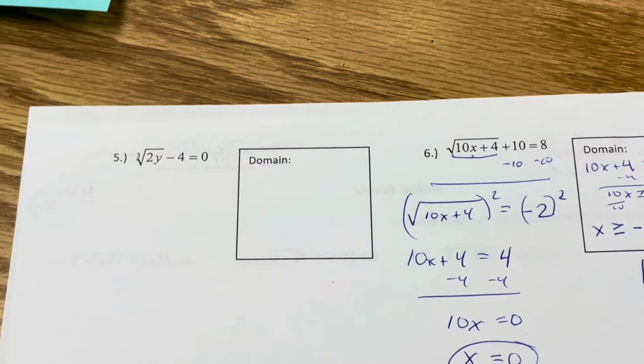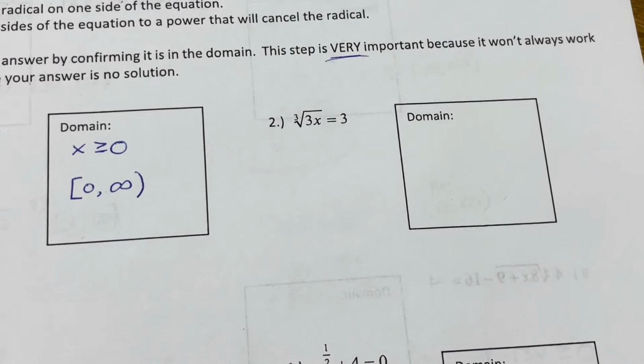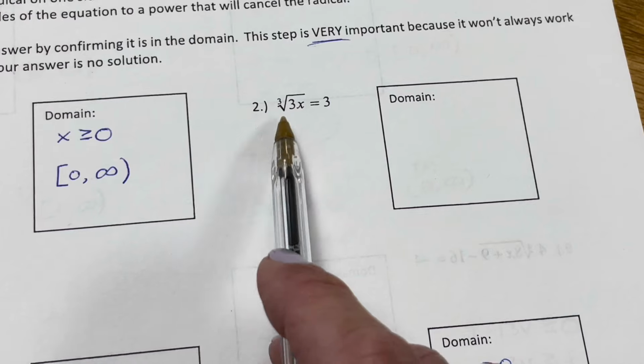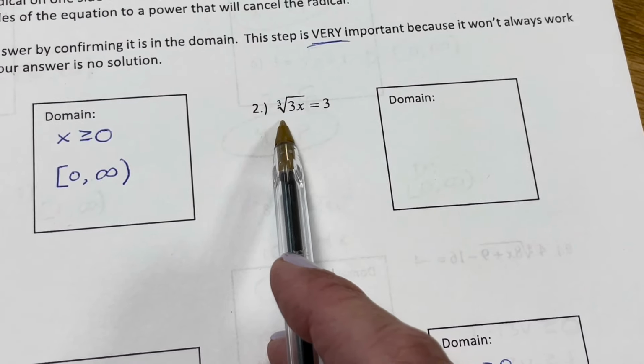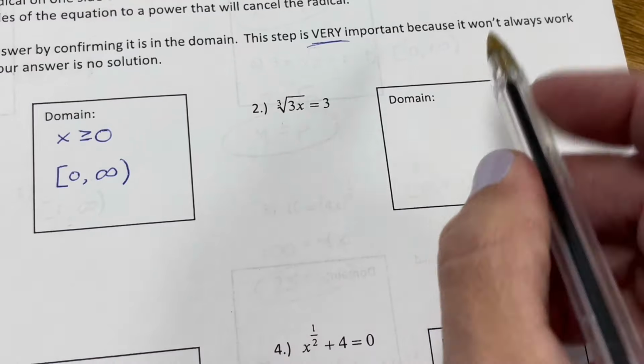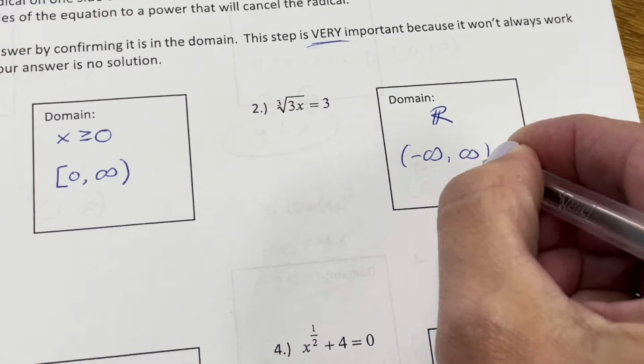Okay, so now what do we do when the root is not 1/2? So let's go back to the front. So when looking at number 2, it's a cube root, right? Well, remember what we said about domain in the last set of notes is that if I have an odd powered root, the domain is all real numbers. X is allowed to equal anything. X can be anything.